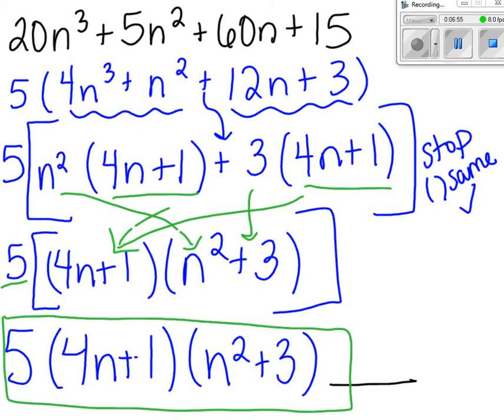And I just want to remind you that on a quiz or a test, you could check your answer because you could multiply the parentheses and then you could distribute the 5 back in.